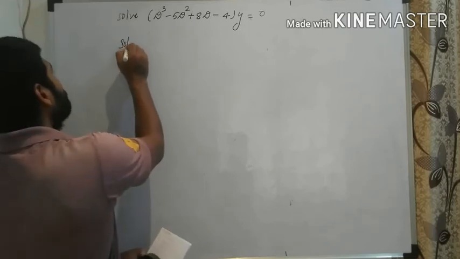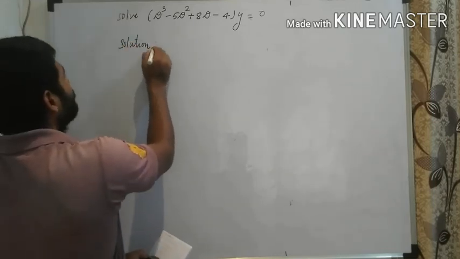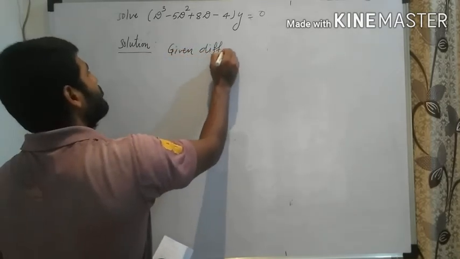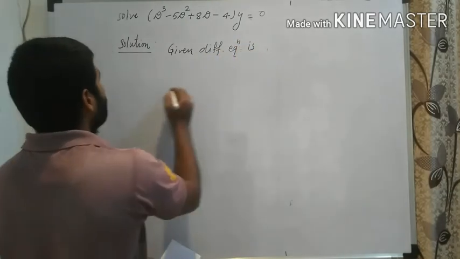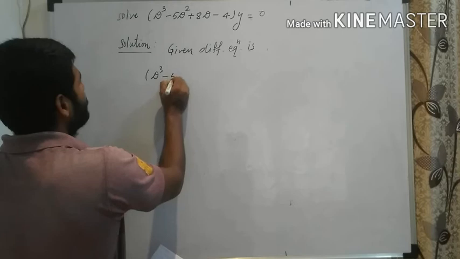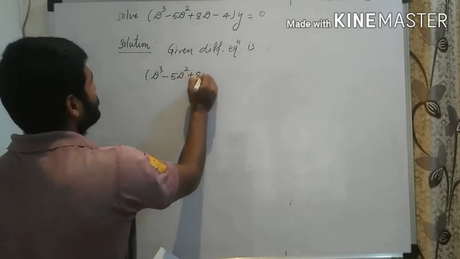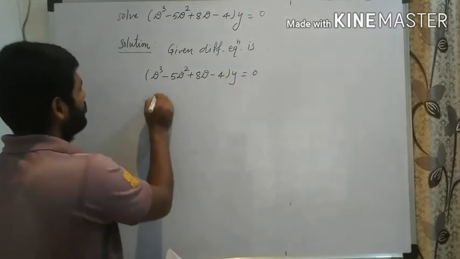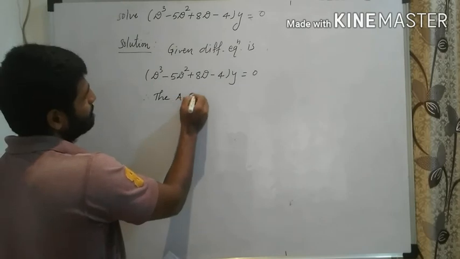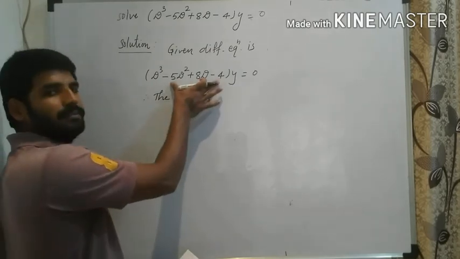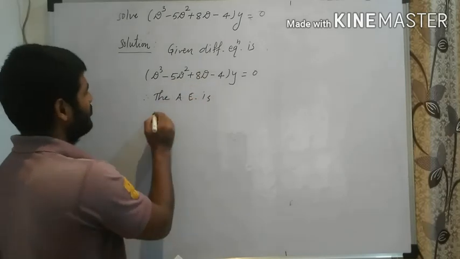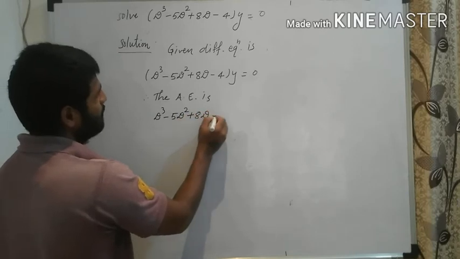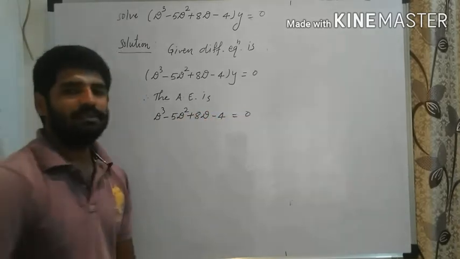So in solution, given differential equation is (d cube minus 5d square plus 8d minus 4) into y is equal to 0. So therefore, the auxiliary equation is this bracketed term equal to 0. So d cube minus 5d square plus 8d minus 4 equal to 0. This is your auxiliary equation.